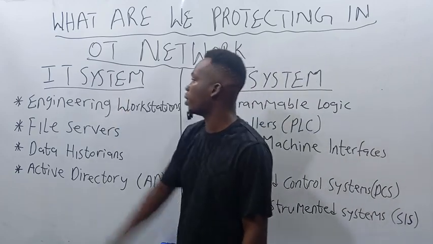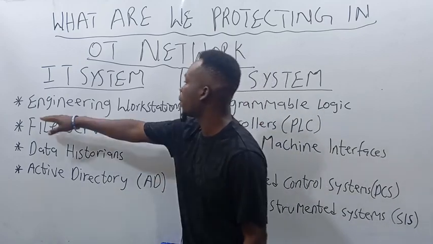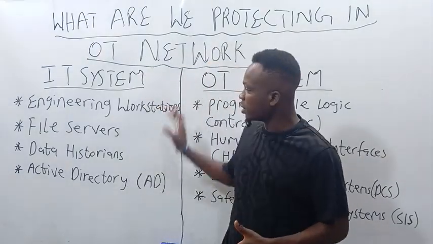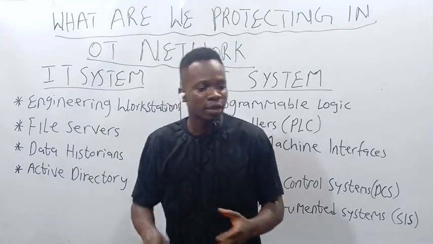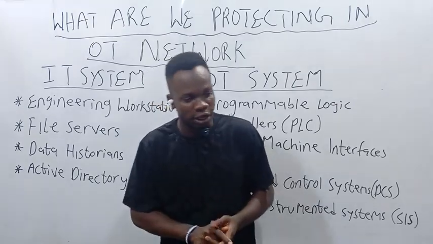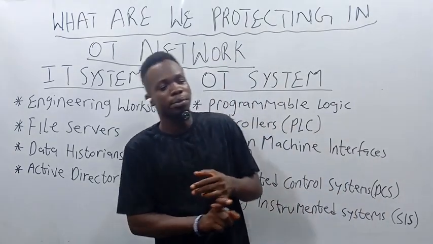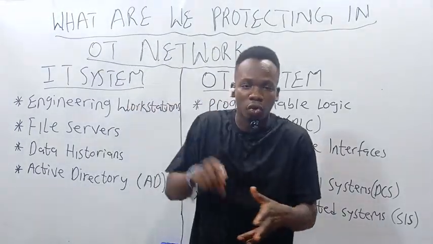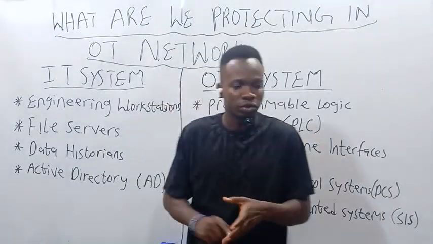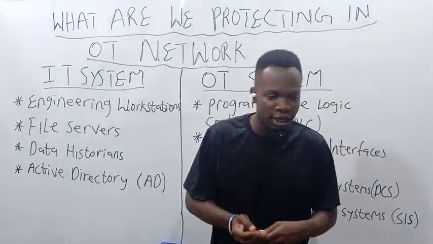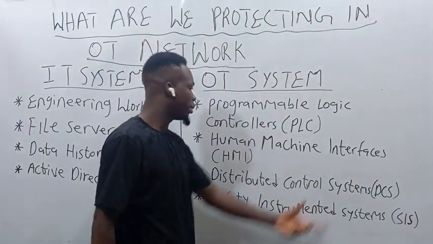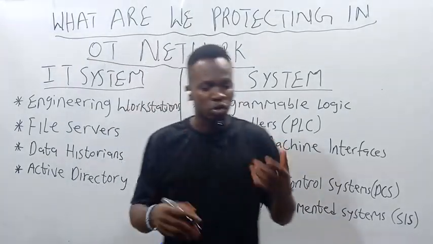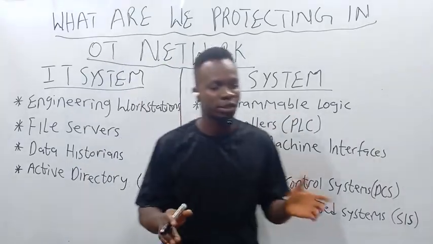Let's first talk about IT systems, and the number one part is the engineering workstation. What we are protecting in the engineering workstation are laptops and desktops used by engineers to program PLCs, which is programmable logic controller, to configure DCS, which is distributed control systems, and also to manage HMI, which is the human machine interface. They are the most common attack entry point in operational technology.